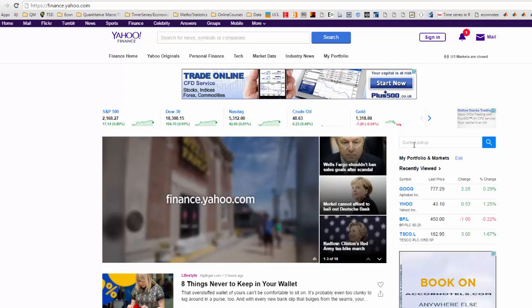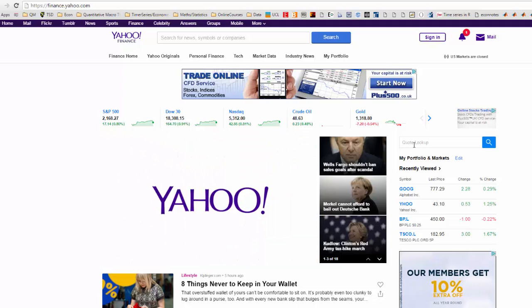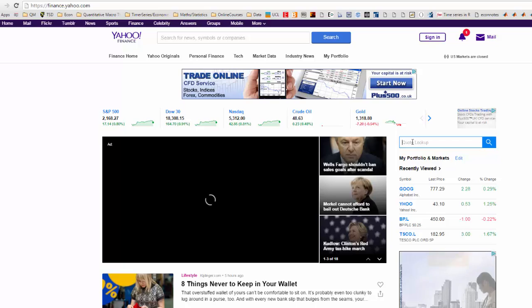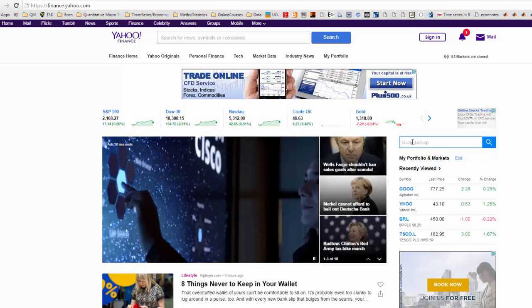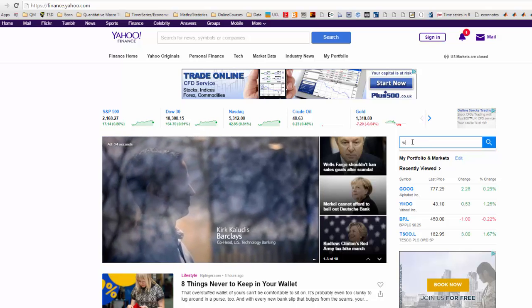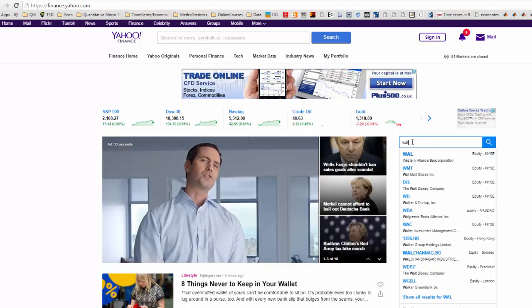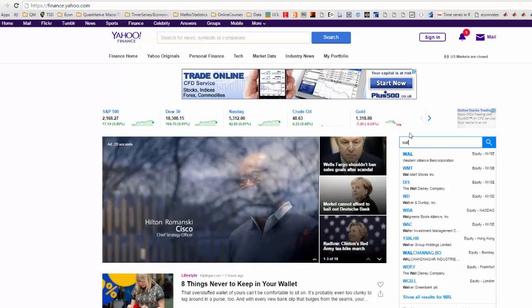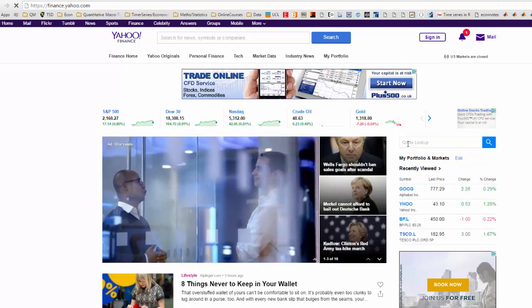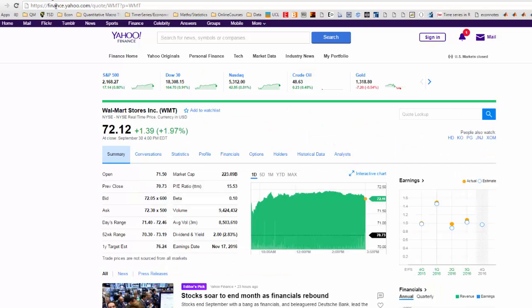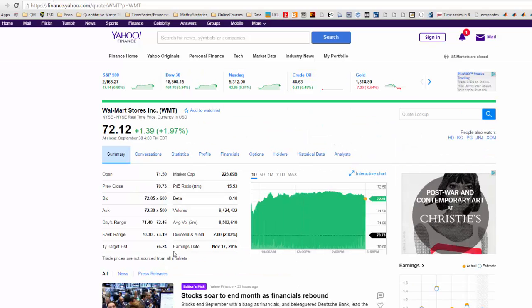First, you have to decide what company you want to look at. Here, let's say we'd like to look at Walmart shares. This is the ticker code, so just type it in here once you go to finance.yahoo.com. From here you need to go to historical data.